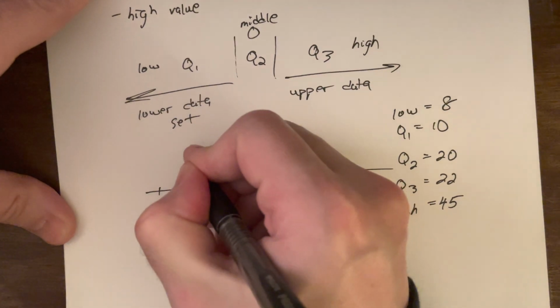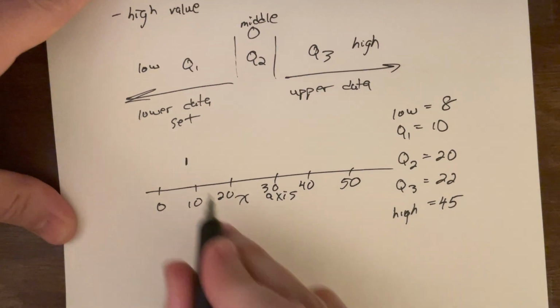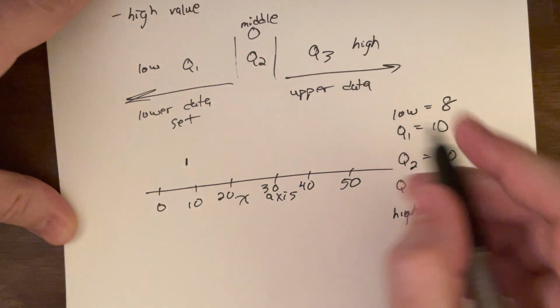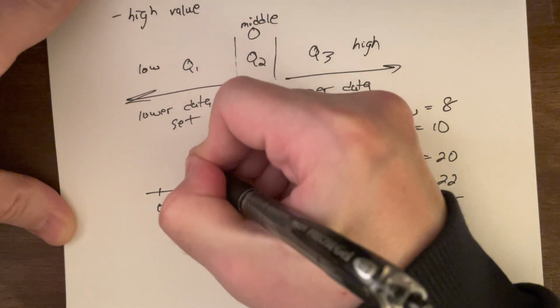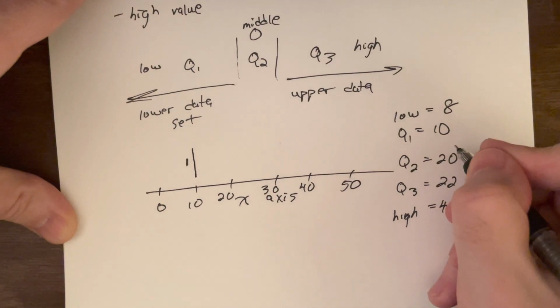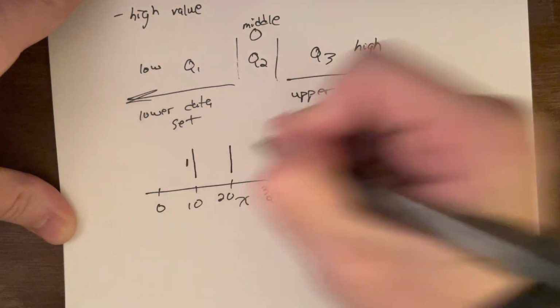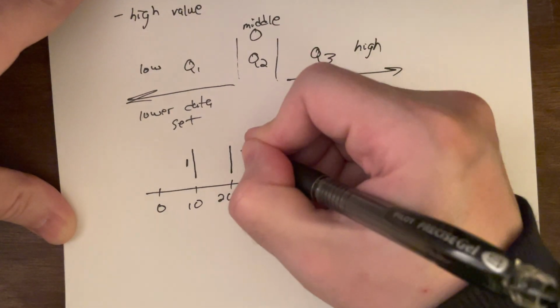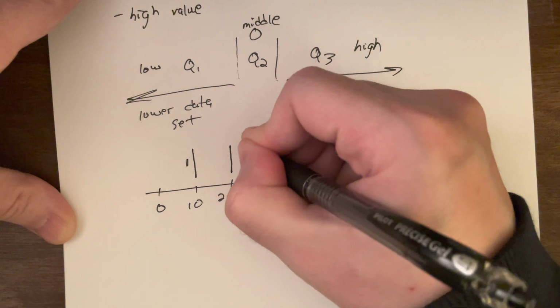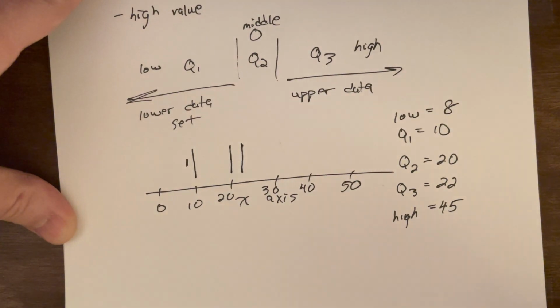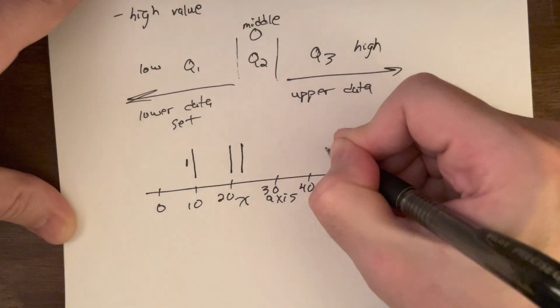So 8 would be a little bit less than 10. There's my low. 10 is Q1. That would go right here. Q2, 20, would go right here. Q3 is only 22. So that's just a little bit bigger than 20. And then 45 would be up here.